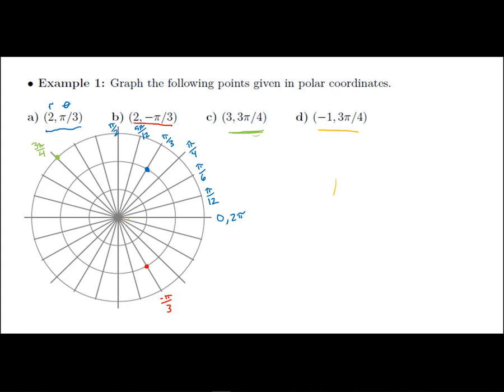Normally, if I went out 1 and then I went to 3 pi over 4, that would put me right here, right at 3 pi over 4. But -1 just means you go in the opposite direction. So I go 180 degrees back the other way. Okay? So you still think of it as I'm going to go to the angle they're telling me, but then I'm going to go the distance of 1 back in the opposite direction from the origin. All right, so that's what it means to have a negative r value.